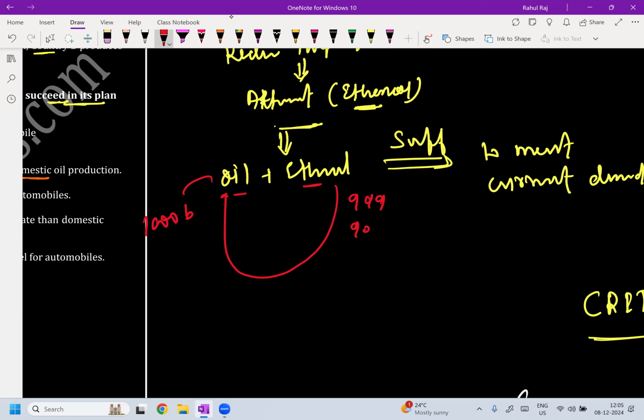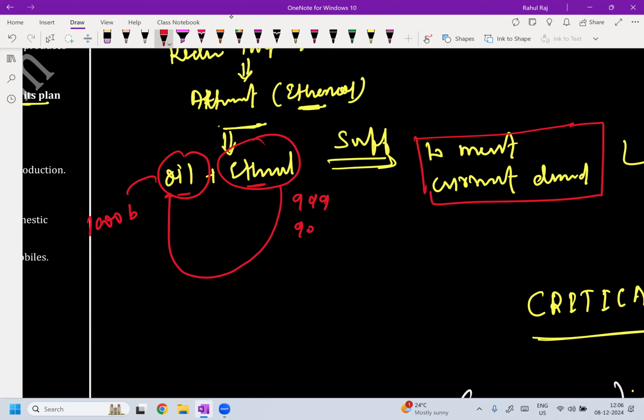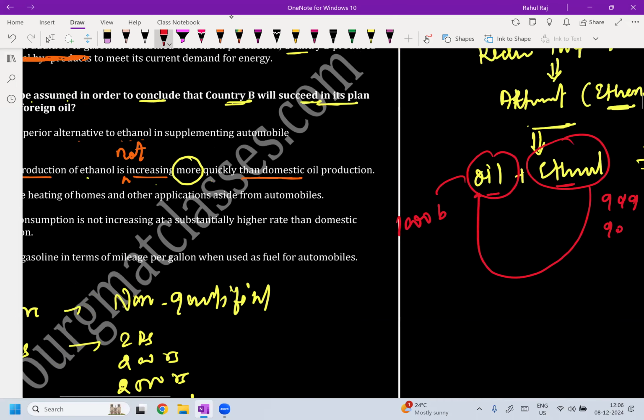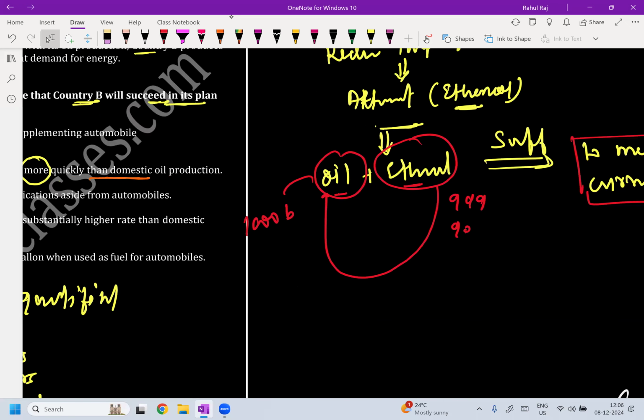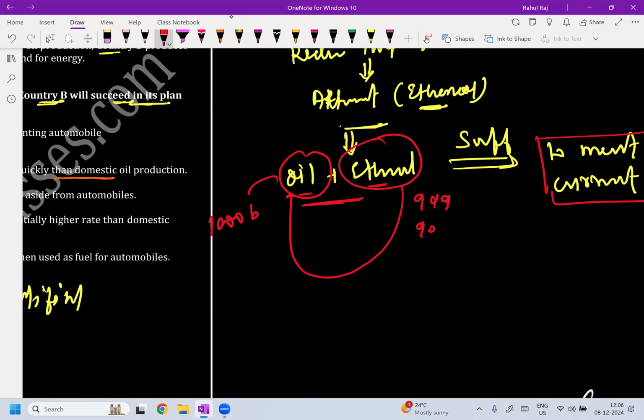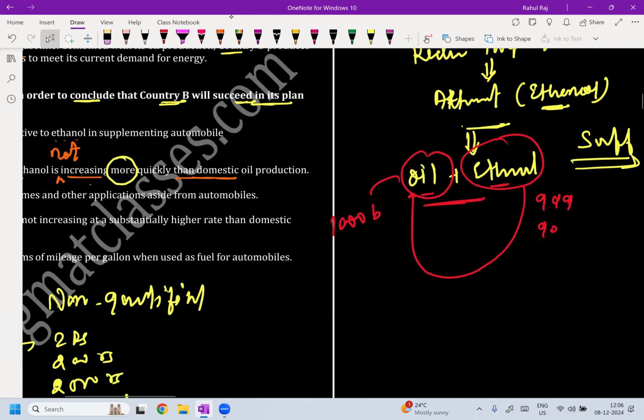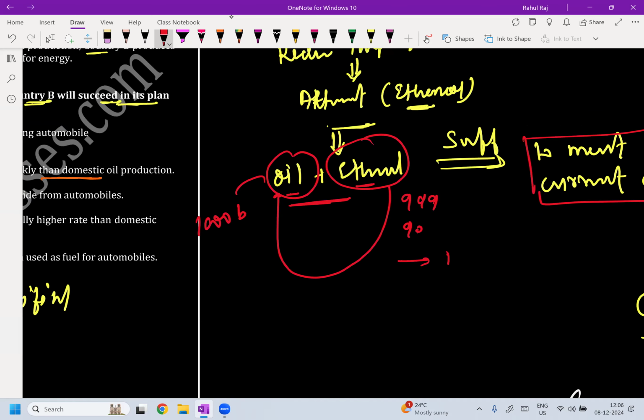But please understand, what is my conclusion? The conclusion is that oil plus ethanol is sufficient to meet the current demand. Why should I be bothered about whether the production of oil is more or ethanol is more? I'm not bothered about the individual entities, oil and ethanol. Let's say ethanol production is not increasing more quickly than oil production, or oil production is not increasing more quickly than ethanol production. How does that matter to me? I'm bothered about the production of oil and ethanol both. So this statement is in no way trying to weaken my conclusion. Am I right? Please tell me.